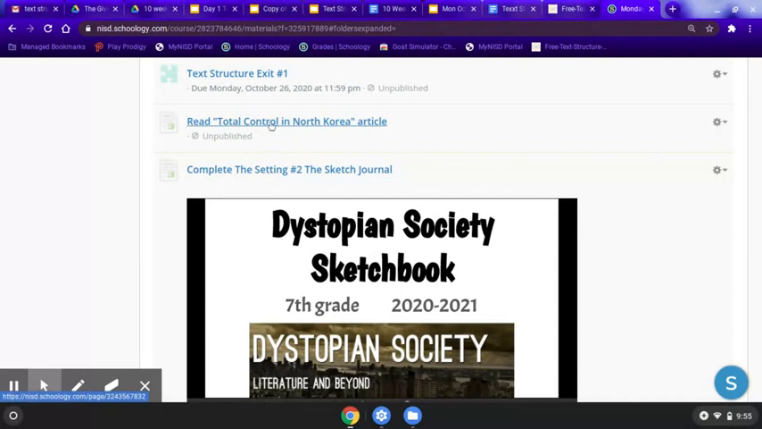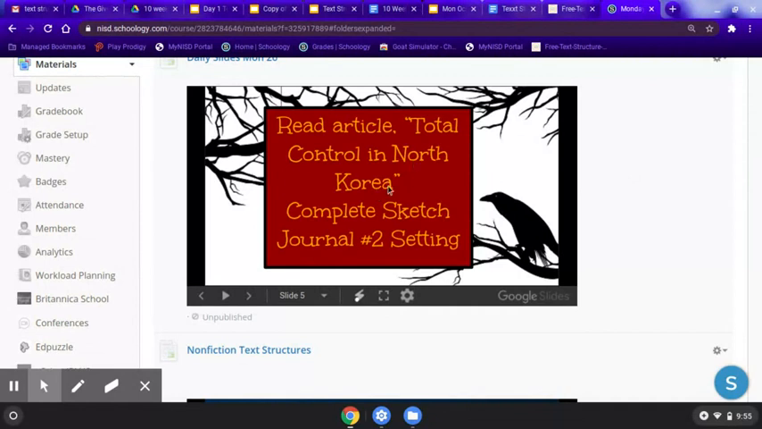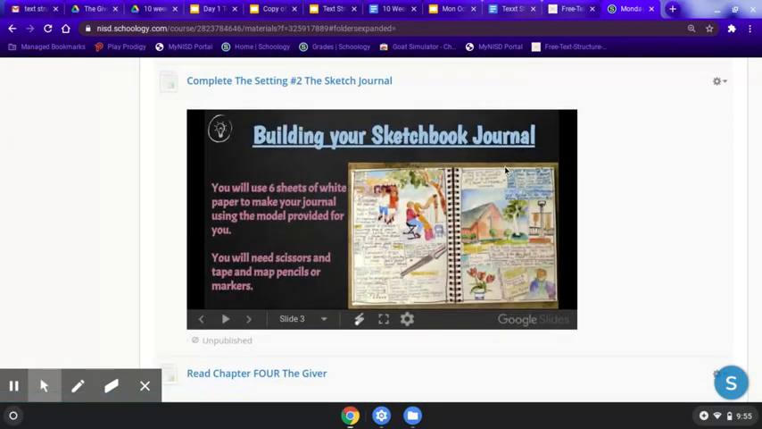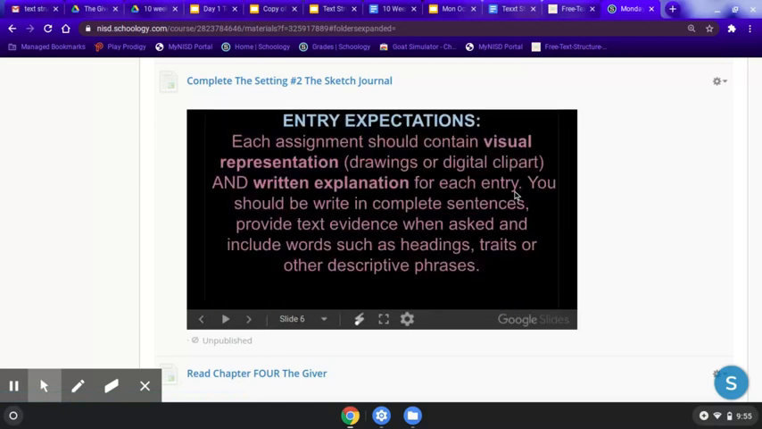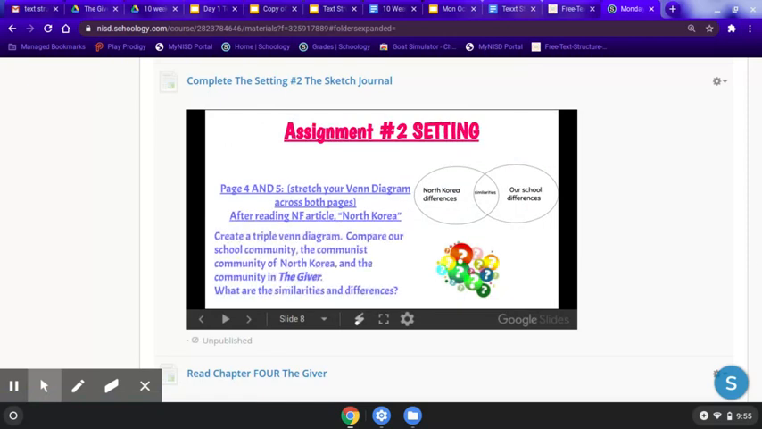So we are going to be reading this article called Total Control in North Korea. It talks about the life in North Korea, the education in North Korea, and how kids go to school and how they learn. And so after we read that, we're going to complete assignment 2 in our sketch journal. On pages 4 and 5 in your sketch journal, you are going to compare and contrast the North Korean differences, our school differences, and the similarities between the two, our community and the North Korean community. Oh, I'm sorry. The Communist Community of North Korea and the community of The Giver.